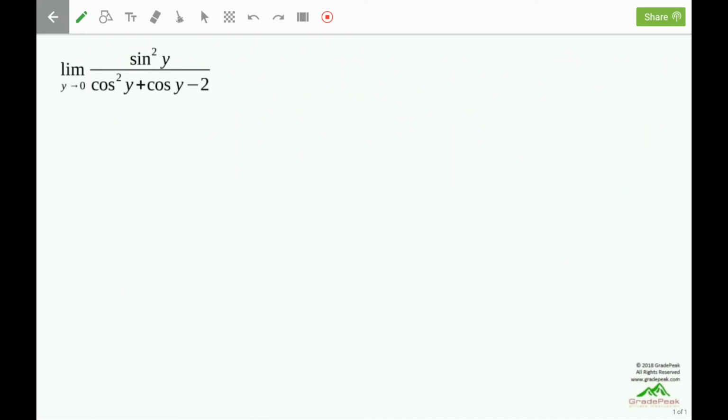The limit as y goes to 0 of sine squared of y over cosine squared of y plus cosine of y minus 2. The first thing we're going to do is try plugging a 0 in for each of the y's. In the numerator, that'll give us sine of 0 squared. In the denominator, that'll give us cosine of 0 squared plus cosine of 0 minus 2.